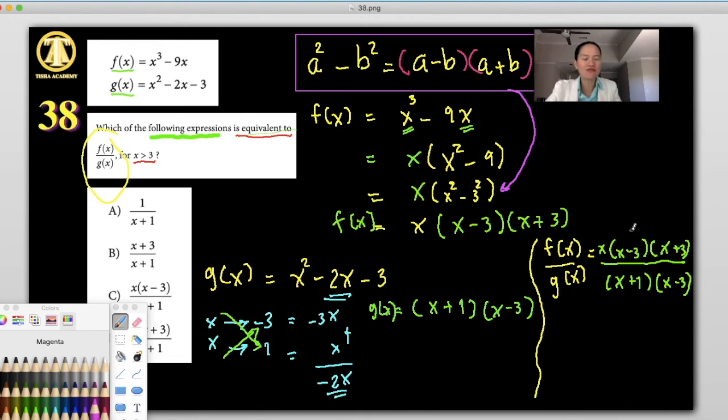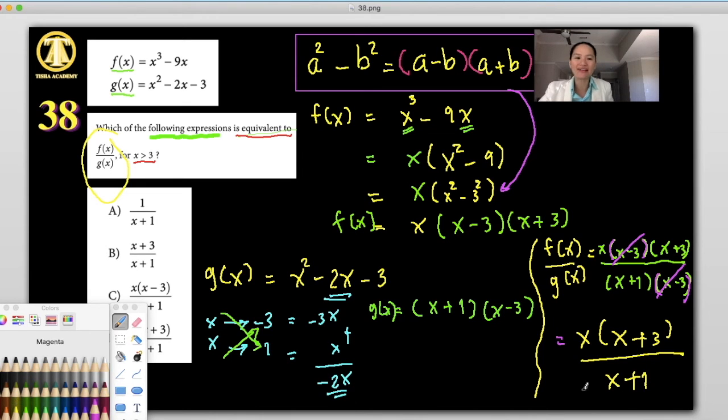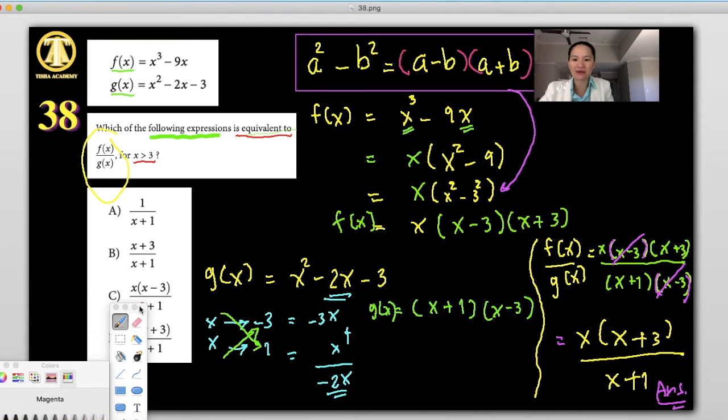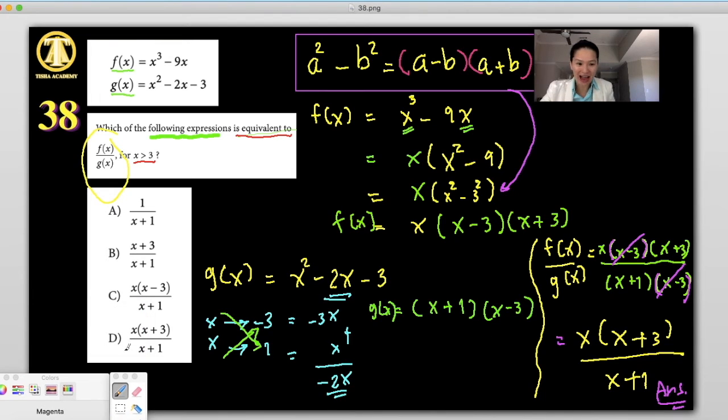Can you see something from here? We have x minus 3 and x minus 3 here, so we cut them because when they are divided, they become 1. So now I have x still here, times (x plus 3), divided by (x plus 1), and this one is our answer. Let's see from the multiple choice. We can see that our answer is D, and that's it.